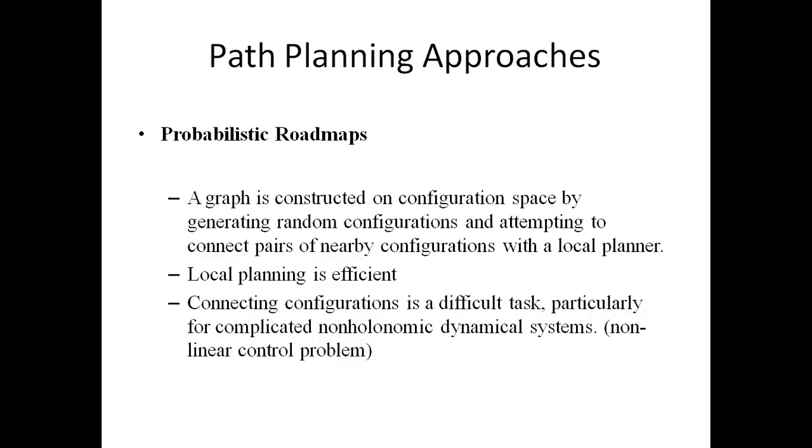Okay. So what are the approaches of path planning now? The first thing we have is the probabilistic roadmap. The graph will be constructed on the space. It will generate a random configuration and attempt to connect paths of nearby configurations. So local planning will be efficient. But connecting configurations is a difficult task, particularly for complicated non-holonomic dynamical systems.